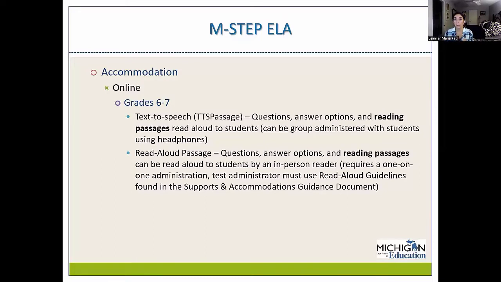Now here's the accommodation version of this, accommodation with a capital A. This is only available for students in grades 6 through 7. It's not available in grades 3 through 5. So in grades 6 through 7, as an accommodation, students can have what's called text-to-speech passage.